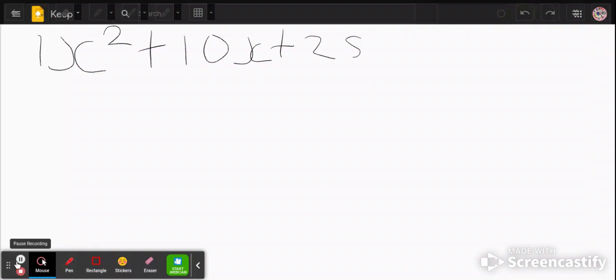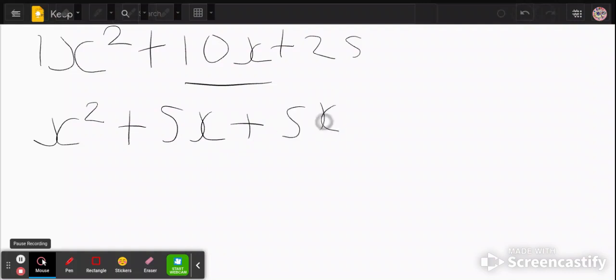So now what we're going to do is write back our x squared. Now, instead of writing the 10x, we're going to replace it with the two factors which we get. So it'll be x squared plus 5x plus 5x plus 25. All right, so we already did that. Our next step now is to take out what's common. So we're going to separate this into two brackets.